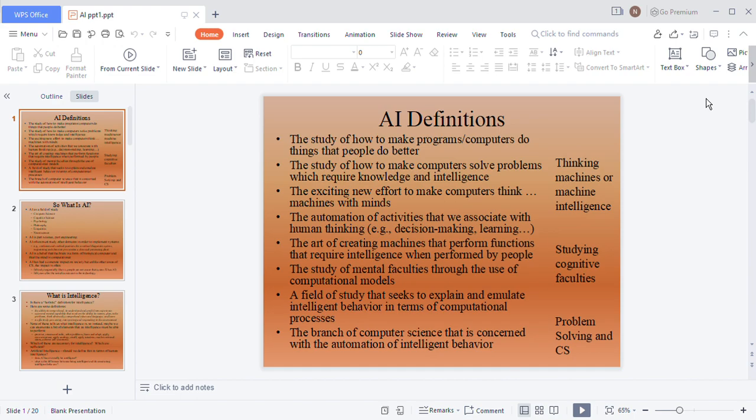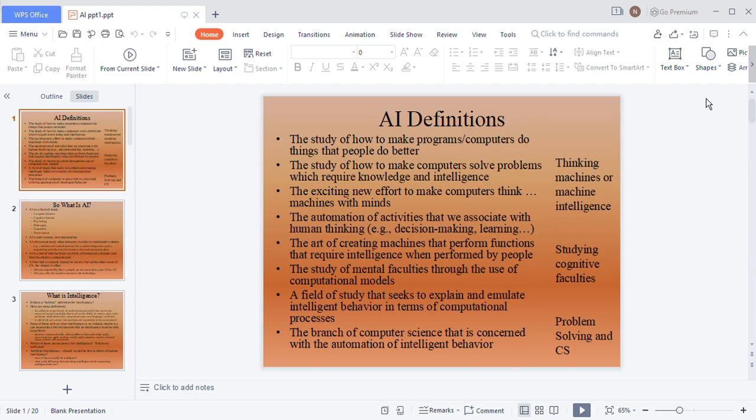The branch of computer science that is concerned with the automation of intelligent behavior. So, what is automation? The branch of computer science is one type of automation. If you look at one of the techniques, computer science and automation, you go to any IISc Bangalore, a particular course, computer science and automation in the computer science department.